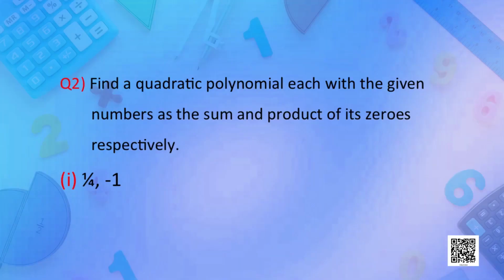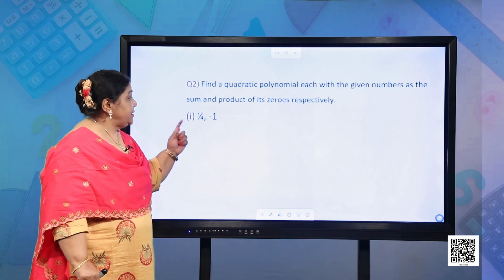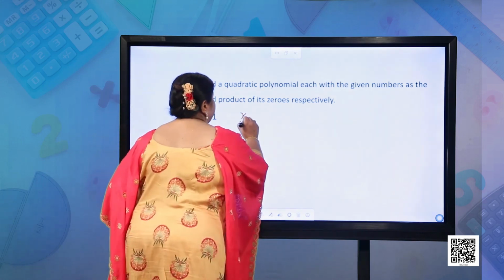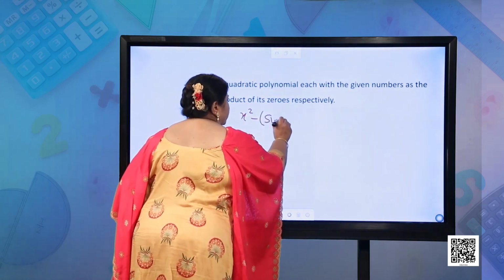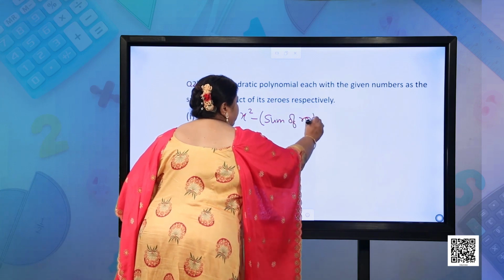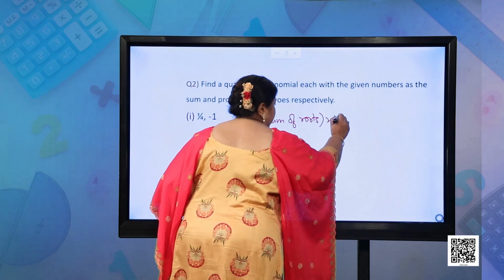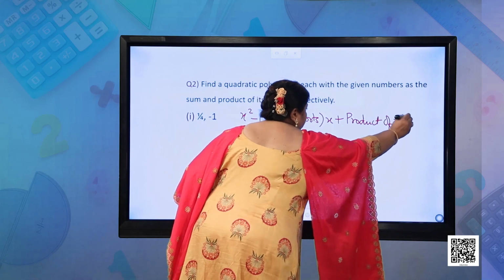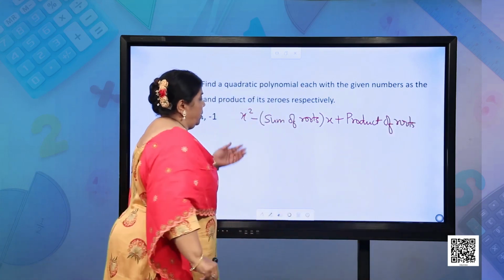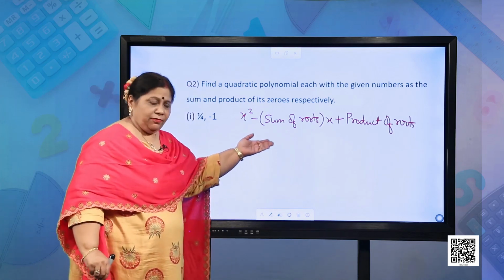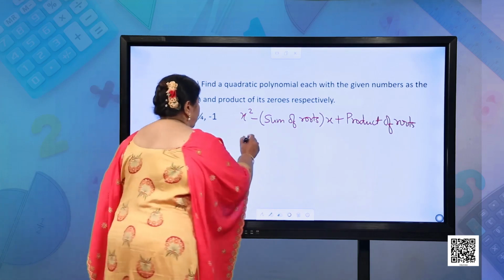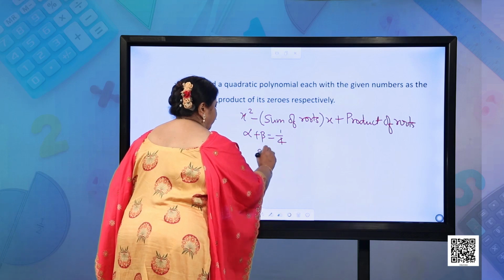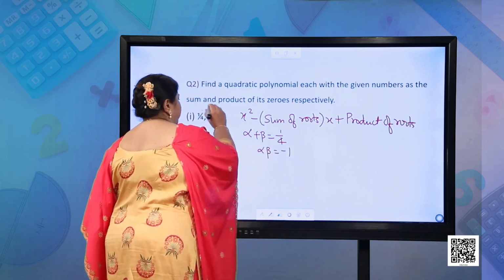Find a quadratic polynomial each with the given numbers as sum and product of its zeros respectively. We have already studied that x square minus sum of roots into x plus product of roots is the formula to write down when we are given sum of the roots and product of the roots. So, what is sum of the roots here? Alpha plus beta is 1 upon 4 and alpha into beta is minus 1. It is already given to us.